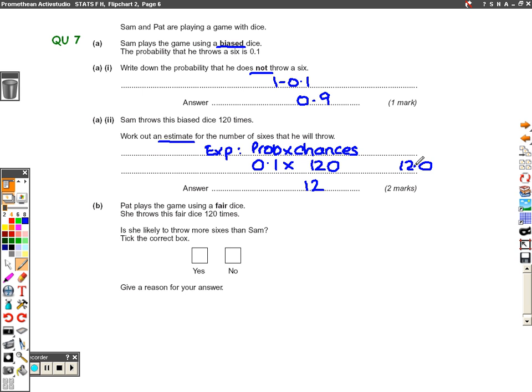Pat plays the game using a fair dice. She throws the fair dice 120 times. Is she likely to throw more 6s than Sam? Well, a fair dice, the probability of getting a 6 would be 1 out of 6. So you're trying to find 1/6 of 120. 120 divided by 6 gives you 20. So you would expect to get a 6 20 times. This one's only getting it 12 times, so you would expect her to get it more times, but you need to show or give a reason for your answer.